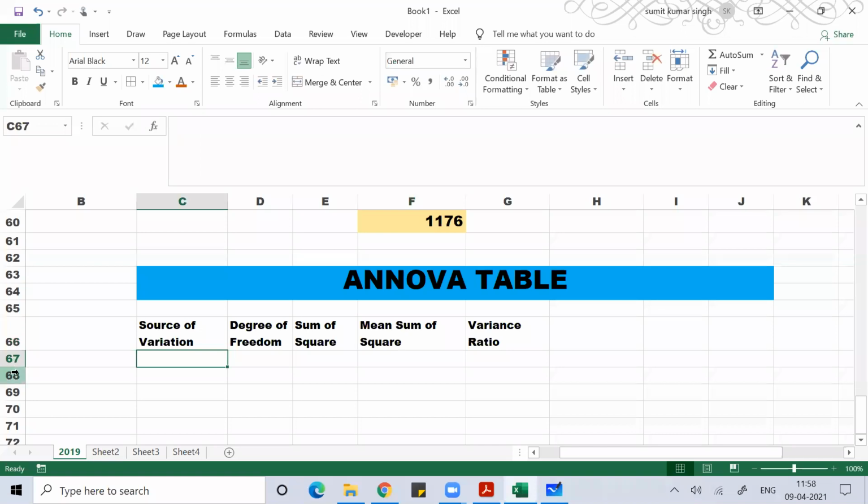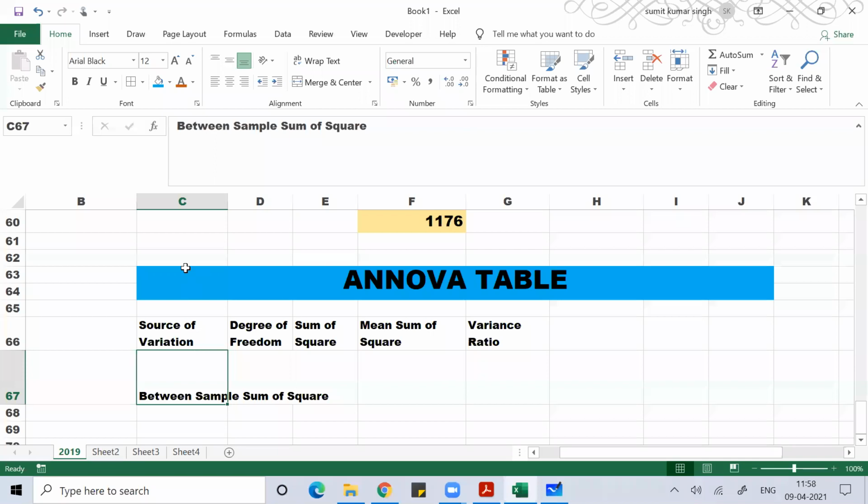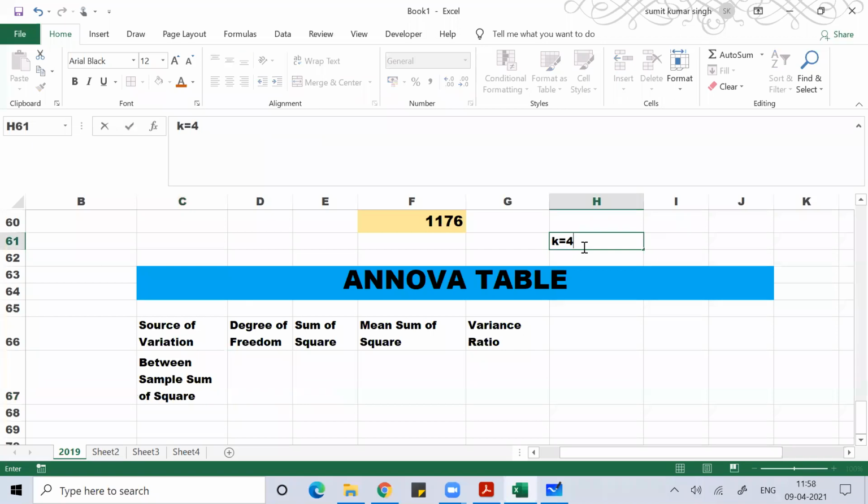So this is between sample sum of square. What is the degree of freedom for this? What is K here? K means the total number of columns. What is your K? K is 4. Four columns are there: lavender, lily, rose and daisy. So degree of freedom for between sample sum of square will be K minus 1, which is 4 minus 1, equal to 3.